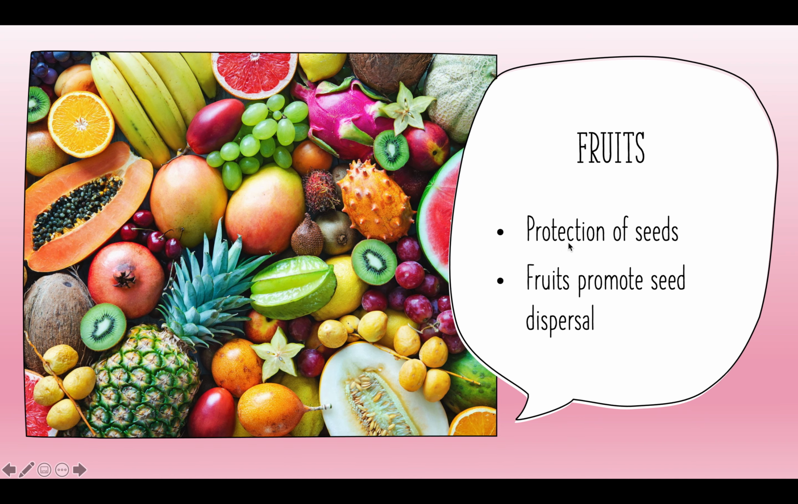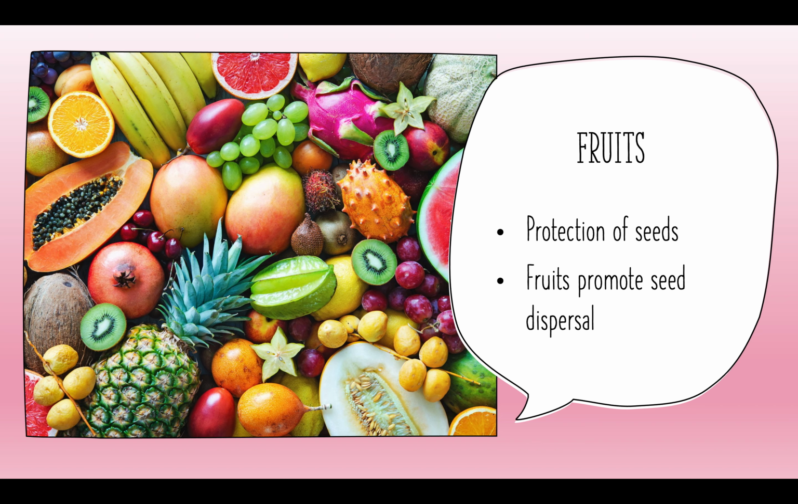Again, fruits are developed from the ovaries of the flower. And fruits have 2 main functions, one of which is the protection of the seeds. Many developing fruits contain chemicals that animals find distasteful. So the immature seeds inside remain safe from herbivory. Once the seeds are mature, however, the fruit changes. It becomes soft, sweet, and appealing to animals.